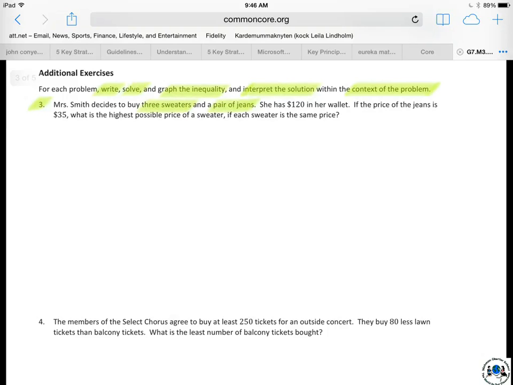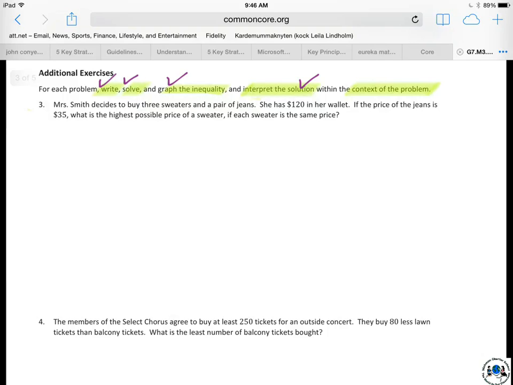So for each one of these to come up, I want you guys to go ahead and write, solve, graph the inequality, and then interpret the solution. Okay? And that means, how does that make sense? What does it actually mean? What does that solution actually mean in the problem?